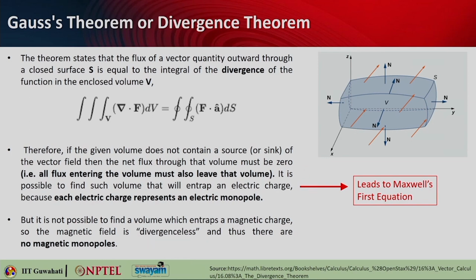Fine. So the first one that we have discussed here will lead to the first Maxwell's equation, and this one, that magnetic monopoles do not exist, will give rise to the second Maxwell's equation. So this was one important theorem called Gauss theorem or divergence theorem. The second important theorem is the Stokes theorem.